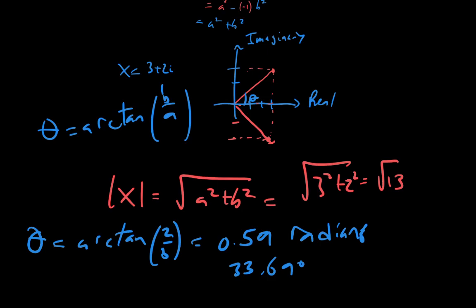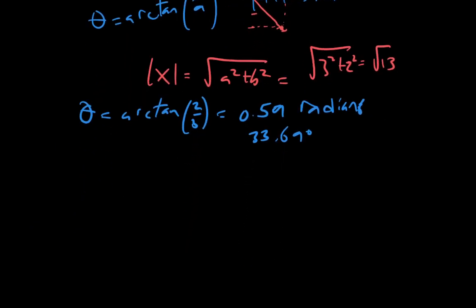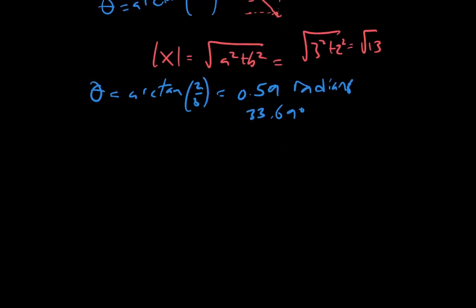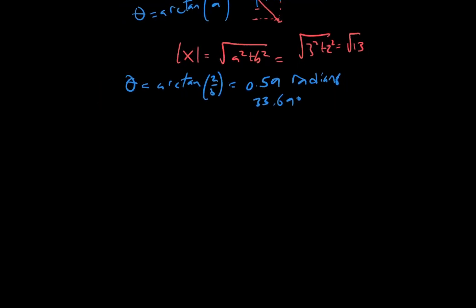And that's about most of the complex stuff. Sometimes we'll see e to the ix, and I'll show how to handle that in another video, but it basically becomes cosine x plus i sine of x.